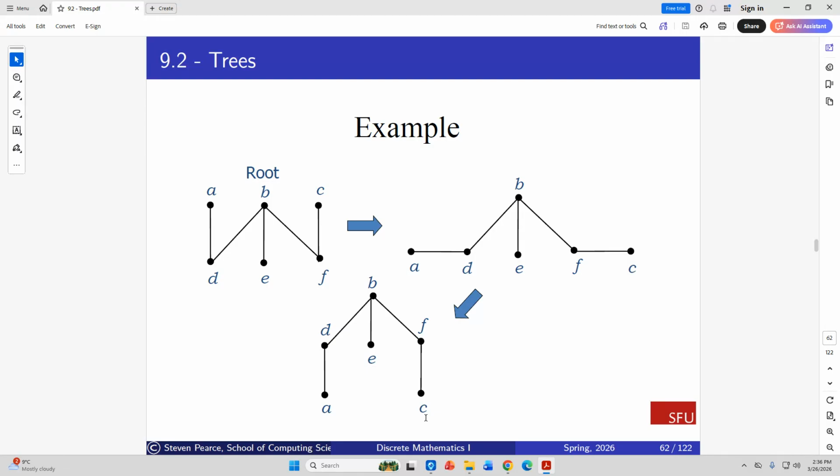Examples. Look what we can do here. There, B is the root, and all of these are equivalent. This can be turned into this, which can be turned into that. We don't draw trees really like this, although it's valid, but a rooted tree looks like this. So this is how we convert an ordinary tree into a rooted tree at vertex B.